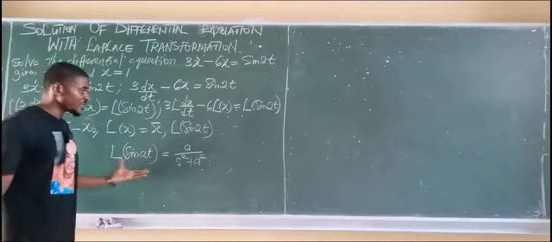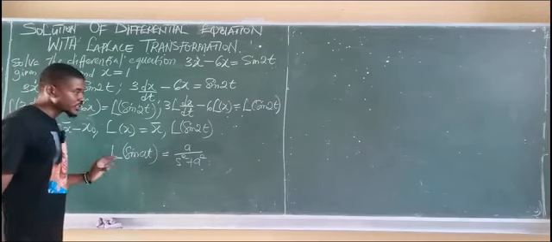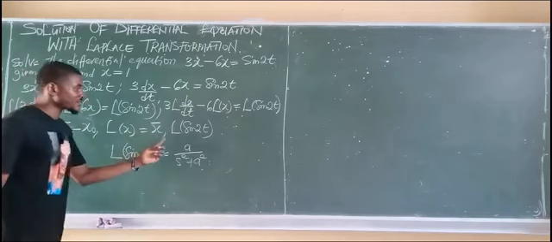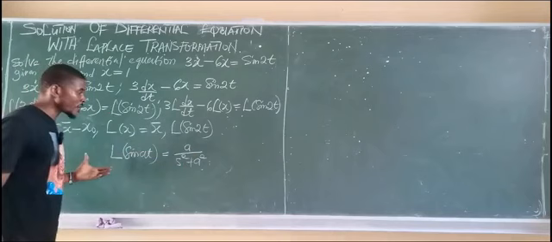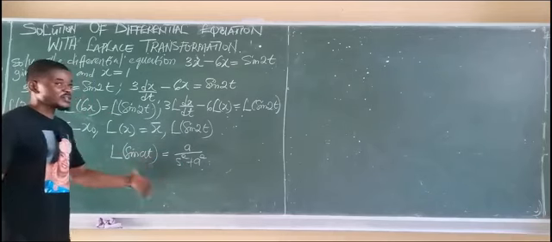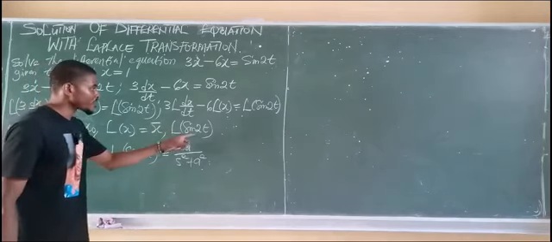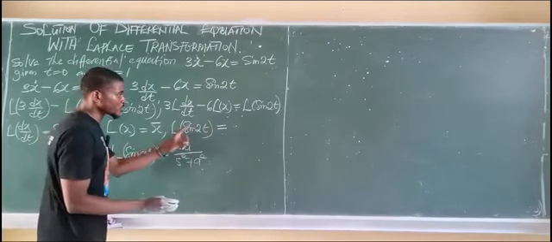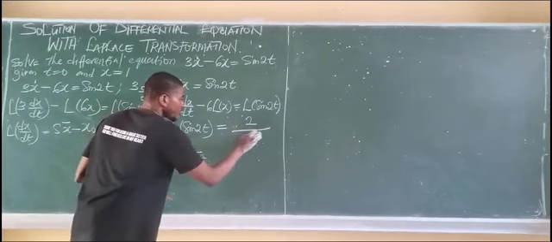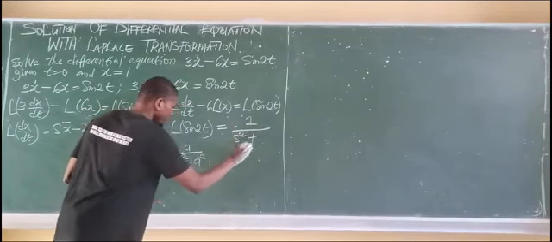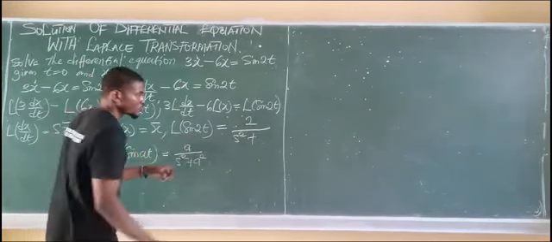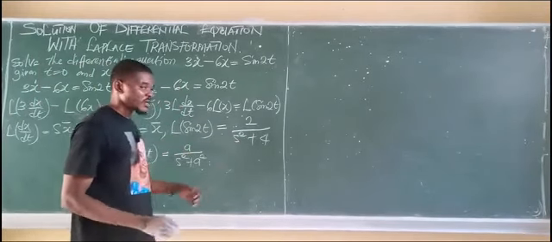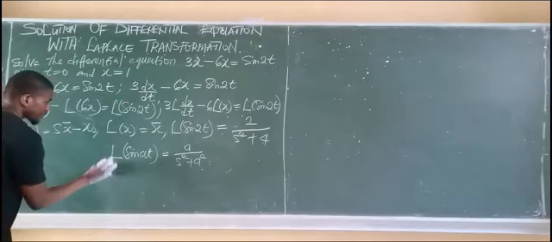This is a standard value that you must know. You are not expected to start solving the Laplace of sine 2t from scratch; you are supposed to know the values at their standard conditions. So Laplace of sine 2t automatically becomes what? Remember a is the number 2, so it becomes 2 over s squared plus a squared, which is 2 squared, and 2 squared becomes 4. Hence, Laplace of sine 2t is simply 2 over s squared plus 4.